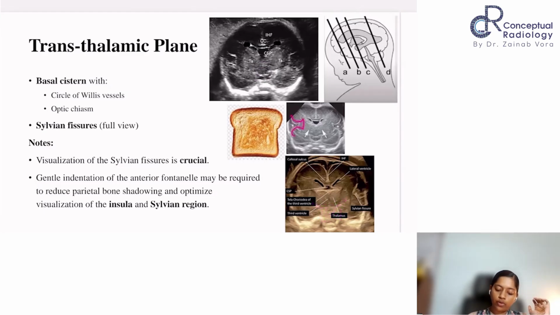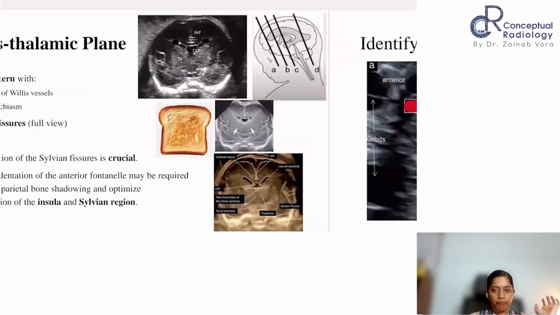Sylvian fissure, full view you see in transthalamic plane. It appears like a toasted bread. Sylvian fissure is very crucial. Gentle indentation of anterior fontanelle. Slight pressure may be required because it's position where now you have reached the edge. So what do? You apply slight pressure and you improve your imaging. Basically, the end game is to get a very high quality image. Get a good non-grainy, nice definition. Then only you can see this subtle sulci and gyri.